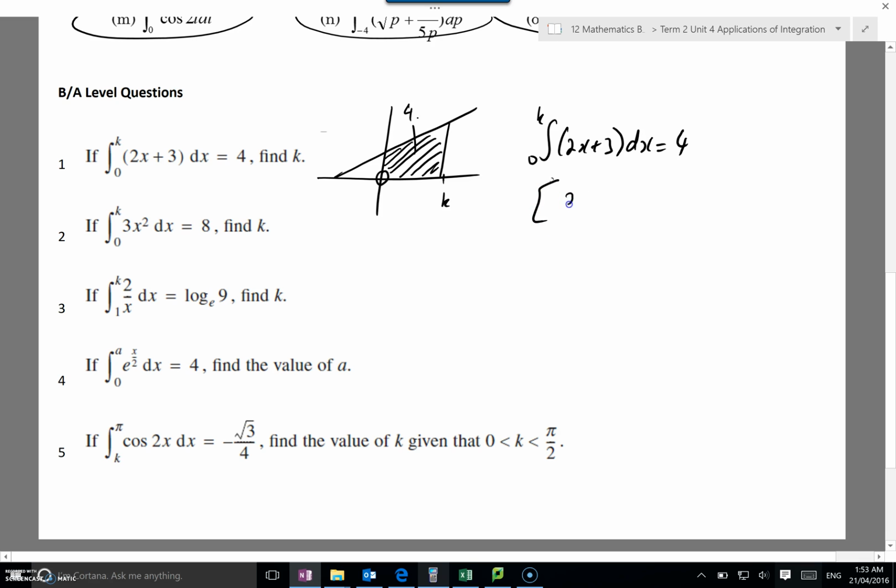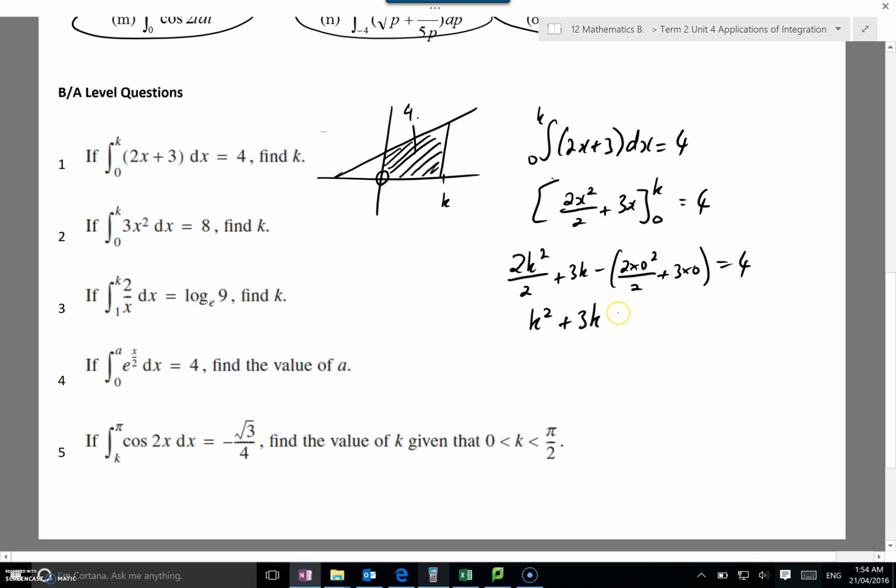I'm still going to integrate this, between 0 and k. Evaluated at k, minus the thing evaluated at 0, equals 4. Cancel, k squared plus 3k. All of this is nothing, equals 4.